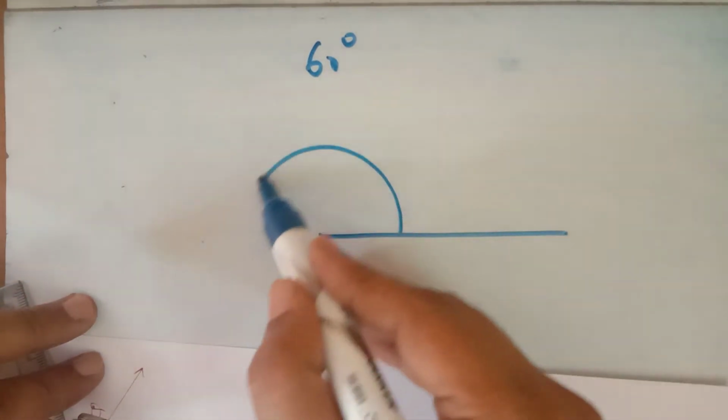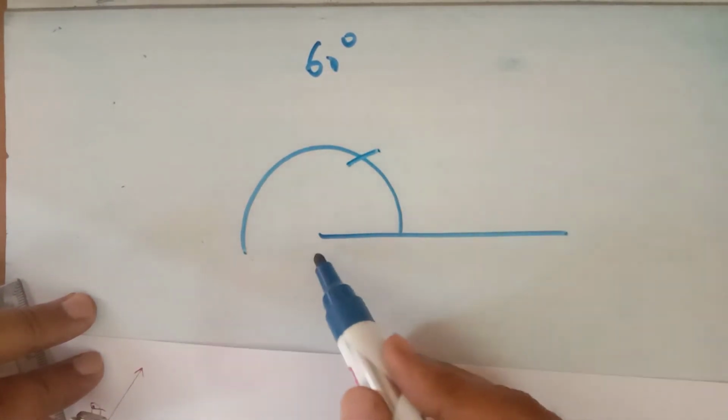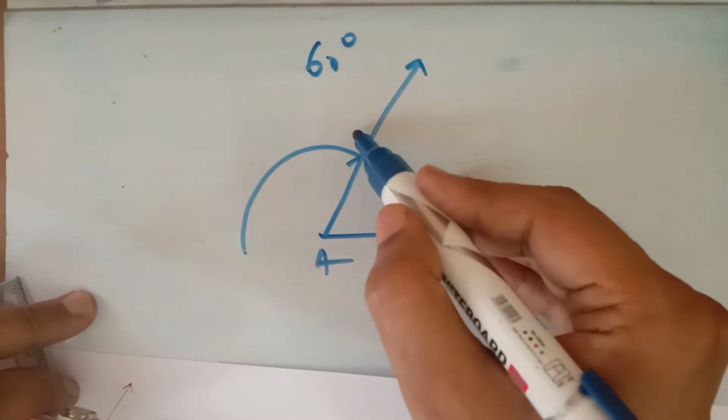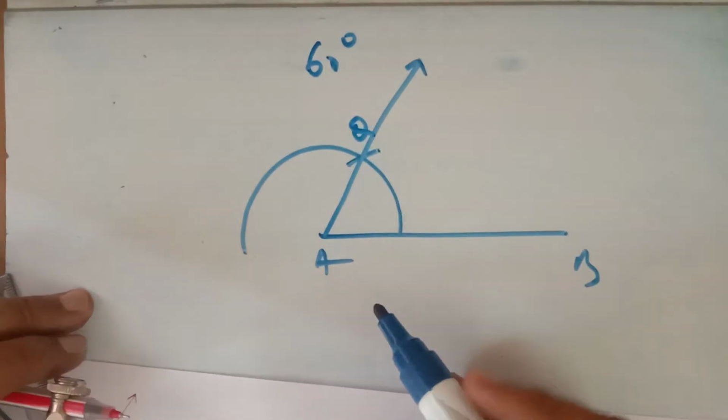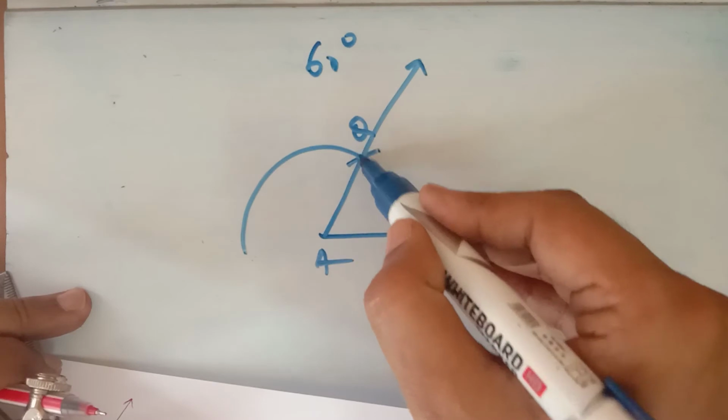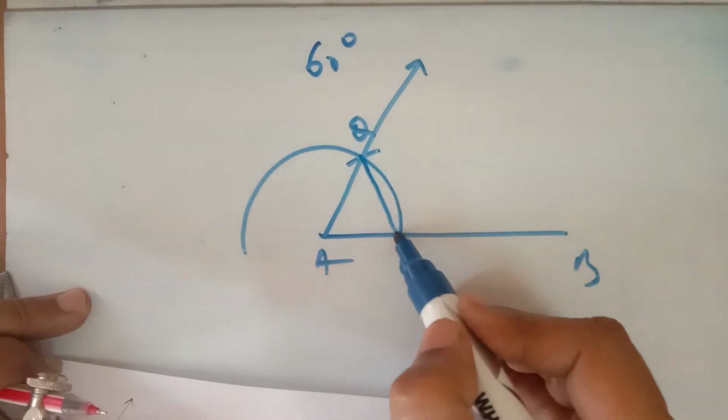You draw like this, this is A, this is B, and you have drawn this. This is a point Q you have taken. Now why is it a 60-degree angle? Because if I join this with P, this is an equilateral triangle.